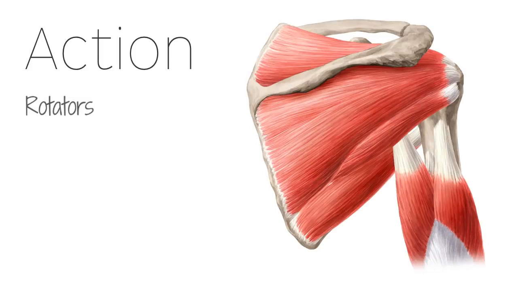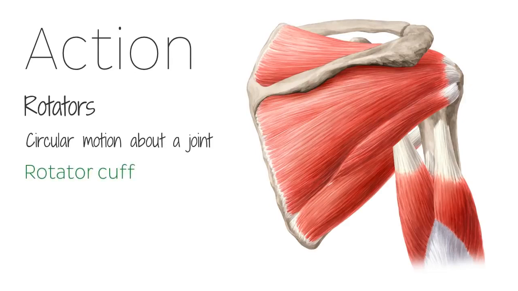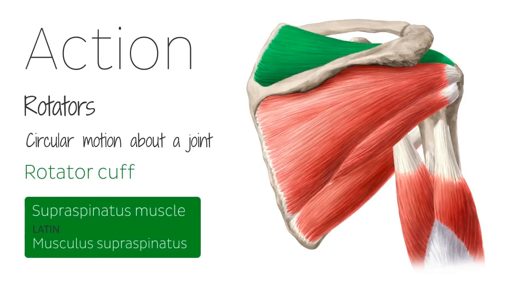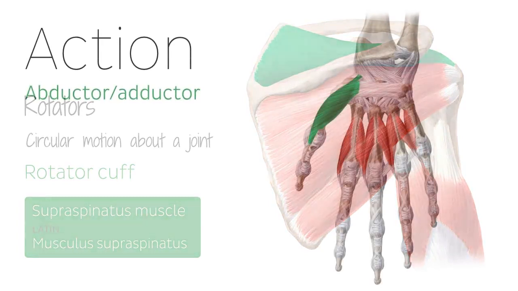Rotators, as the name suggests, are muscles that facilitate the rotation of a limb or circular motion about a joint. For example, the muscles of the rotator cuff, although individually they do not have the word rotator in their names, are called the rotator cuff muscles simply because this is the action that they collectively carry out. An example of one of these muscles is the supraspinatus muscle, highlighted here in green, and the supraspinatus facilitates internal and external rotation of the humerus.